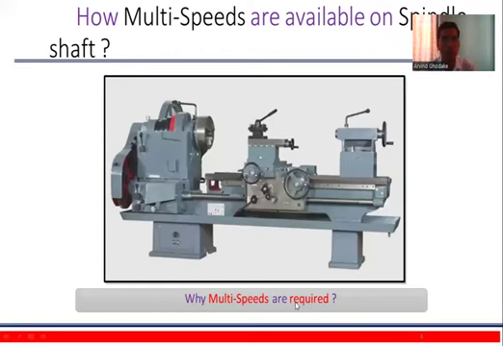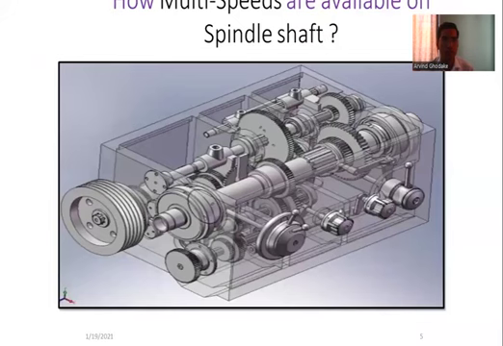Next, how are multi speeds available on the spindle shaft, or why are multi speeds required? This is the diagrammatic representation of the conventional lathe machine. You can see here that on a conventional lathe machine we can perform different operations like turning operation, threading operation, groove operation, then fillet and chamfer operation. All these operations can be performed at different speeds. So there is a need of multi speeds in the spindle of the lathe machine.